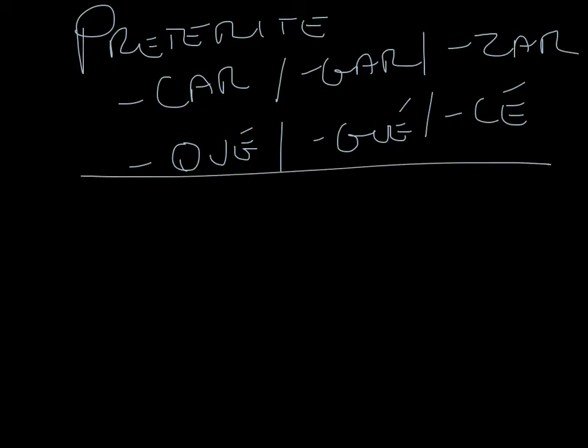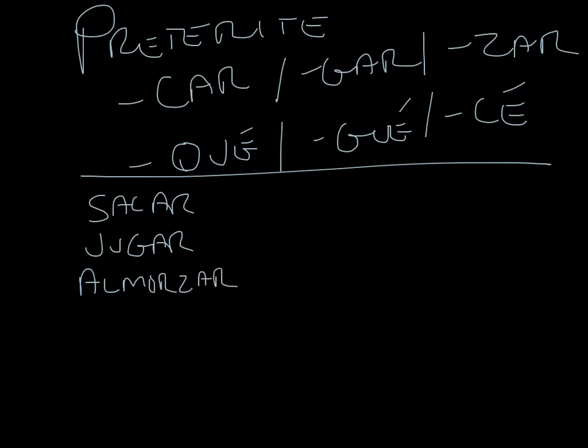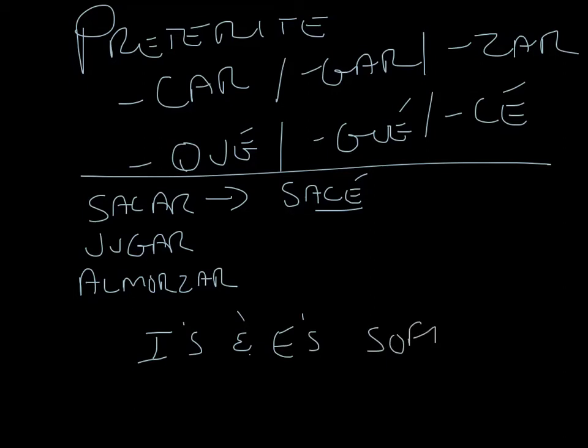Here's why this is different. These are verbs that end in car, like the verb sacar, gar, like the verb jugar, and zar, like the verb almorzar. And the reason that these have just a little bit of a spelling change is because watch what happens when we do this. So I'm going to add the regular preterite ending to sacar, but what do we know from my previous videos and from previous classes? I's and E's soften C's and G's. So obviously we need some sort of a spelling change.